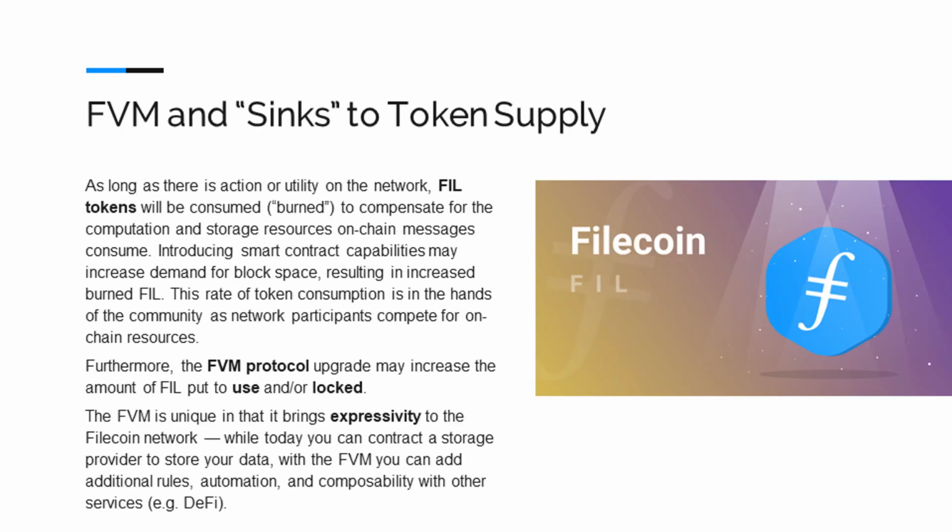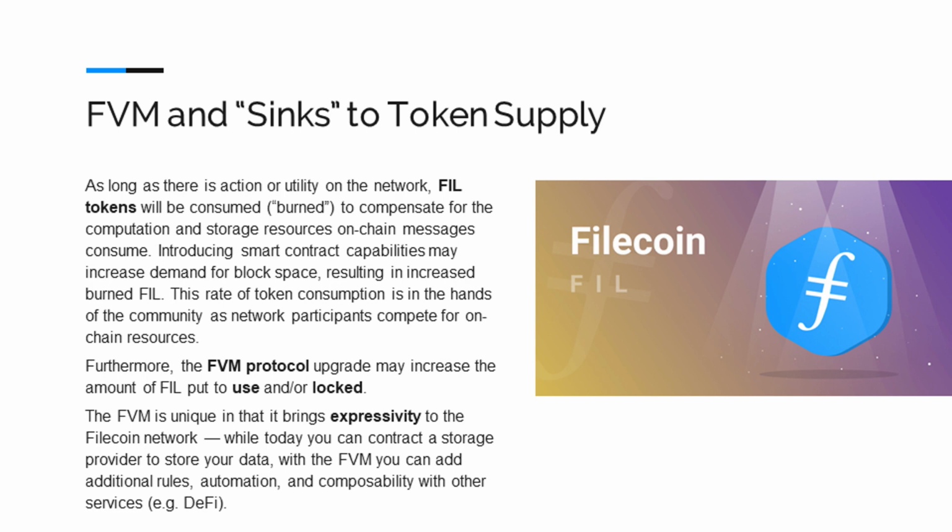As long as there is activity or utility on the network, FIL tokens will be burned to compensate for the computation and storage resources that on-chain messages consume. Introducing smart contract abilities may increase demand for block space, resulting in increased burnt FIL. This rate of token consumption is in the hands of the community as network participants compete for on-chain resources.